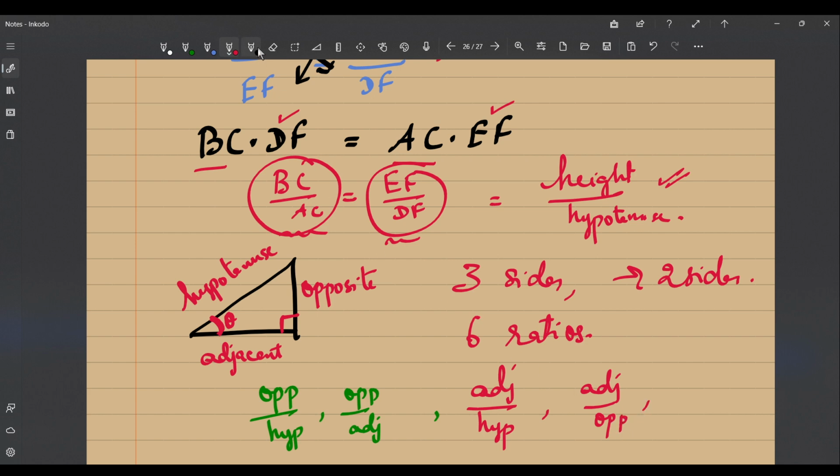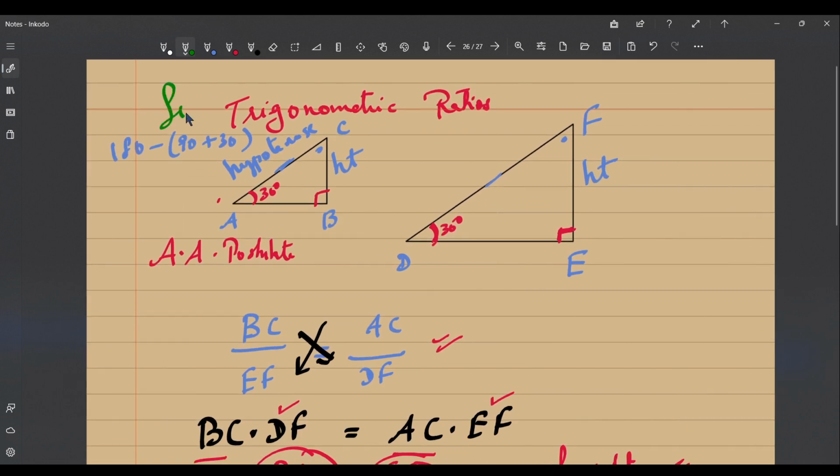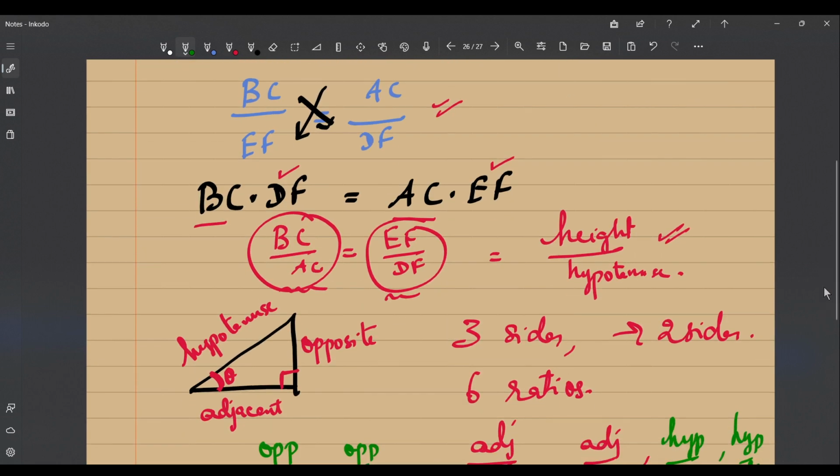And what if we have hypotenuse in the numerator? We have hypotenuse by opposite and hypotenuse by adjacent. So there are 6 ratios, and that is why we have 6 trigonometric ratios also, right? Our trigonometric ratios are 6 in number. So now let's see how they were named.